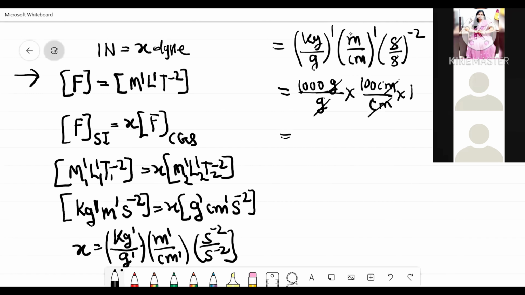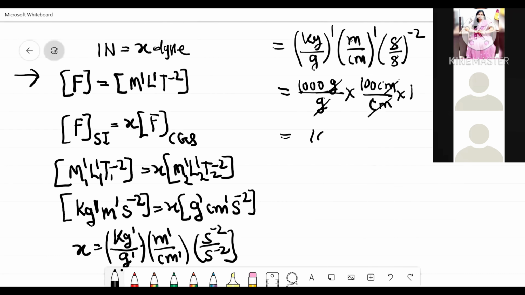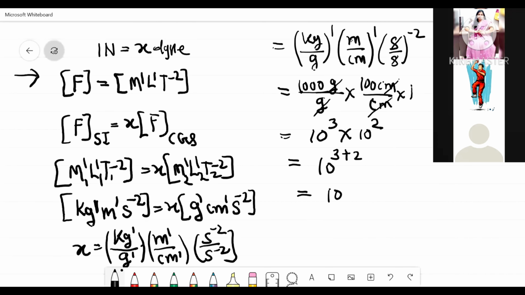Centimeter gets cancelled. After that, 1000 will be written as 10 raised to 3, and the 100 I will write as 10 raised to 2. Next, 10 raised to 3 plus 2 becomes 10 raised to 5, and this is the value of x.